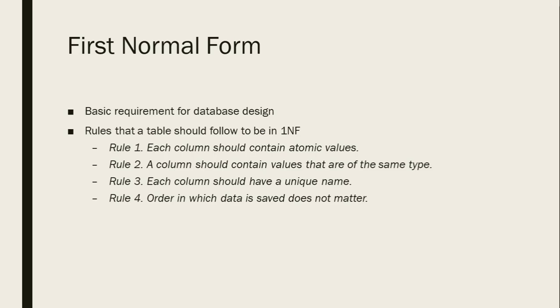The second rule is a column should contain values that are of the same type. So if you have a column for a date of birth, that column should only contain dates and no other types. Rule number 3, each column should have a unique name. Now most DBMS will not allow you to have duplicate names, so this will be easy to get. And then rule number 4, the order in which data is saved does not matter.